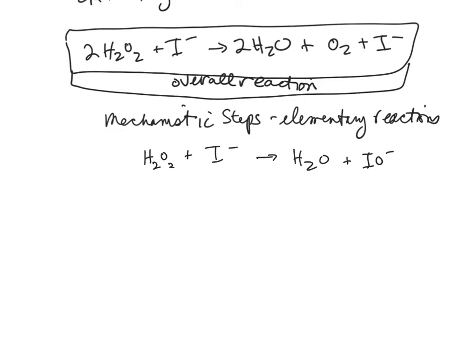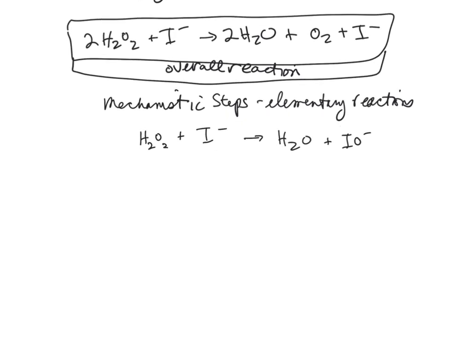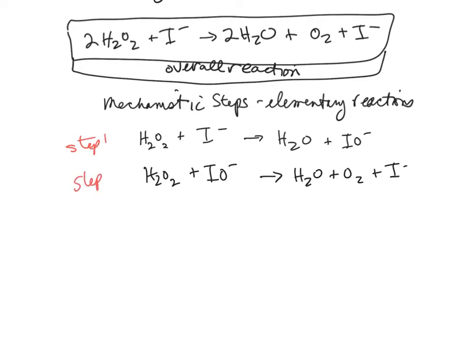So it's going to disappear in the next step where you take the second peroxide from the left hand of the overall reaction. It'll react with that intermediate IO minus. The product of that will be water plus O2 plus I minus. Okay, so this is step 1, and this is step 2 in the mechanism.